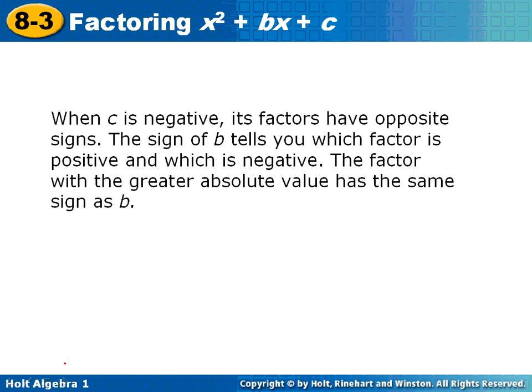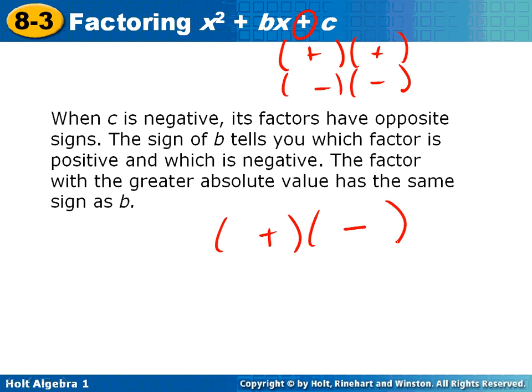All right, now C is this number on the end. If it's positive, then your two signs are going to be the same, both positive or both negative. However, if C is a negative number, then you're going to have a plus in one and a minus in the other.